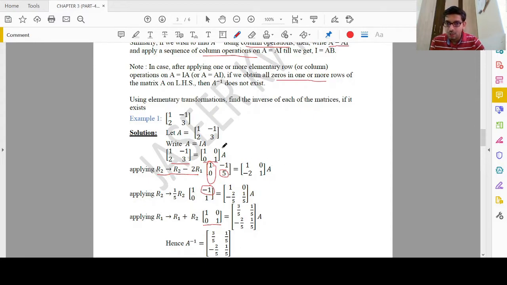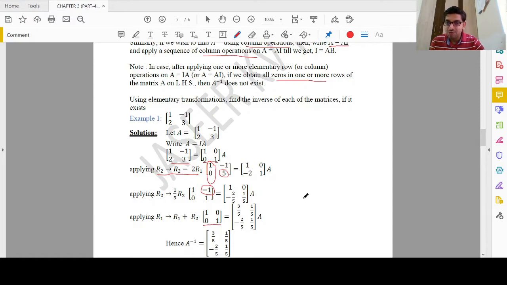So some points to be noted here. If you write A equal to IA, you have to use row transformation. You cannot write A equal to IA and use column transformation. And similarly, once you write A equal to IA, you are starting with row transformation. You cannot change to column transformation in between. Once you start with row transformation, you have to use row transformation throughout.